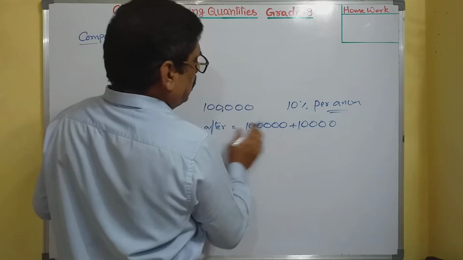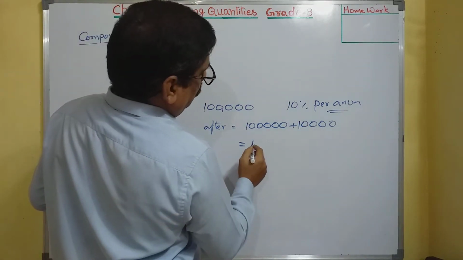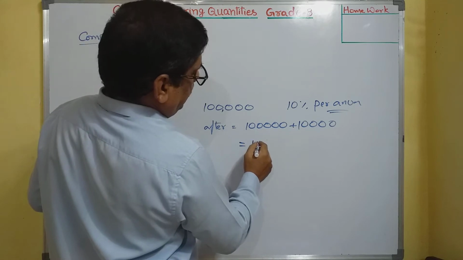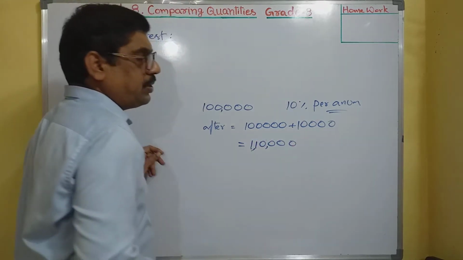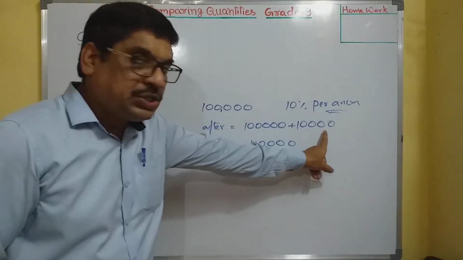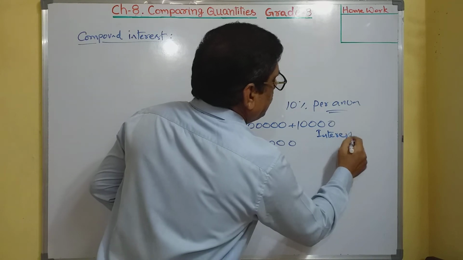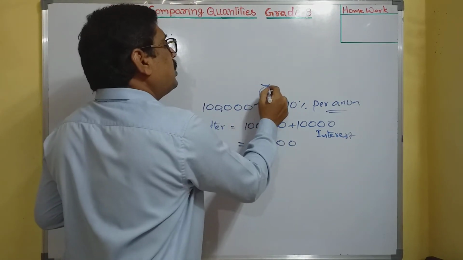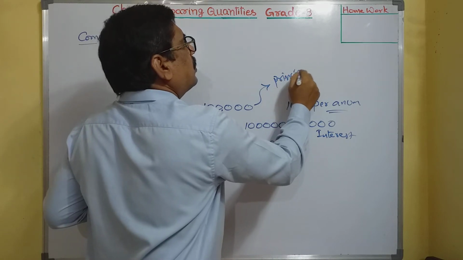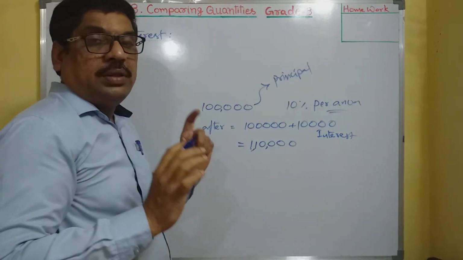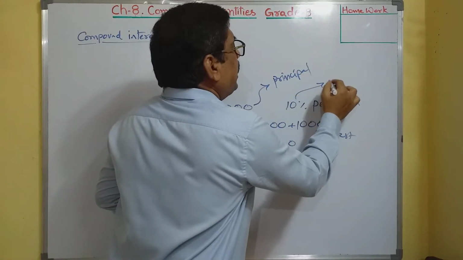Oh, so sorry. This is 1 lakh plus 10,000. Then we get 1 lakh 10,000. Okay. So they are getting some extra money. This is called the interest. The money you deposited in the bank or in the post office is called principal. And the interest the bank agreed to pay is called the rate of interest.